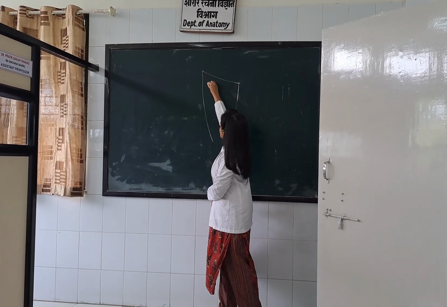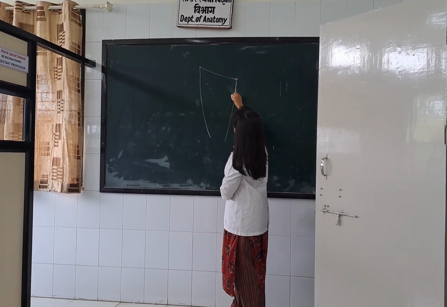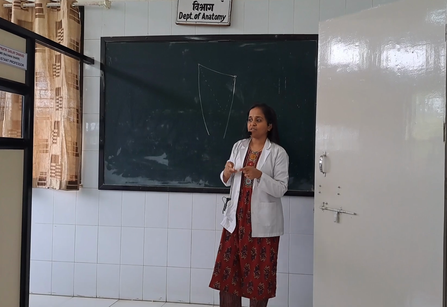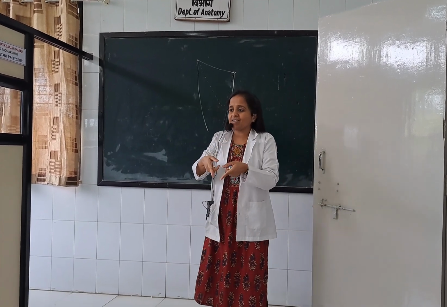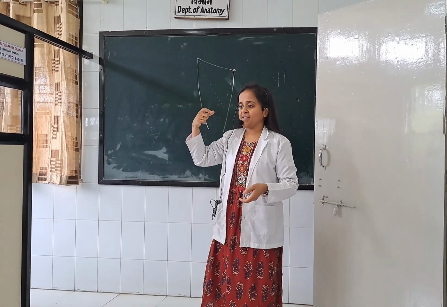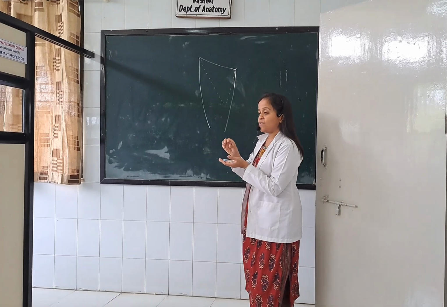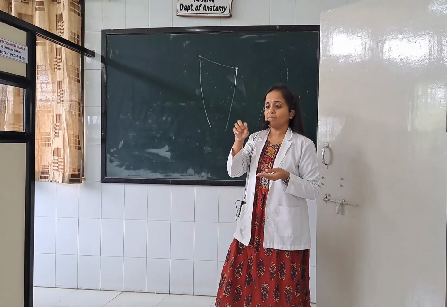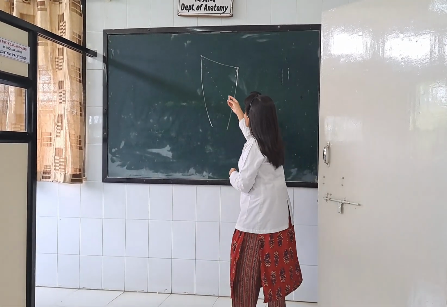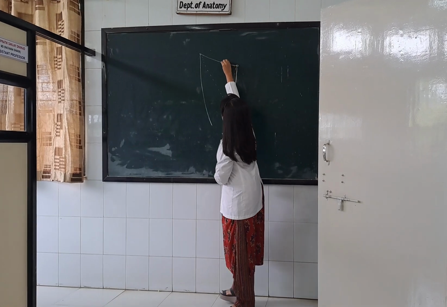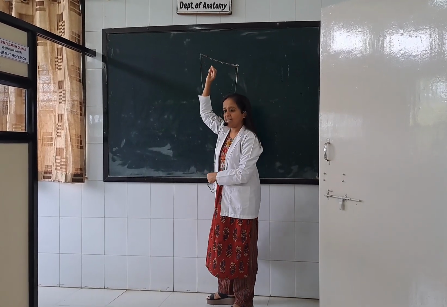And how will it be arranged? It will be arranged like this. So this exactly is the position of the femoral triangle, with the apex directed downwards and the base upwards. Now we will see which muscles form the boundaries, right? So the uppermost boundary we have already seen, it is formed by this inguinal ligament.